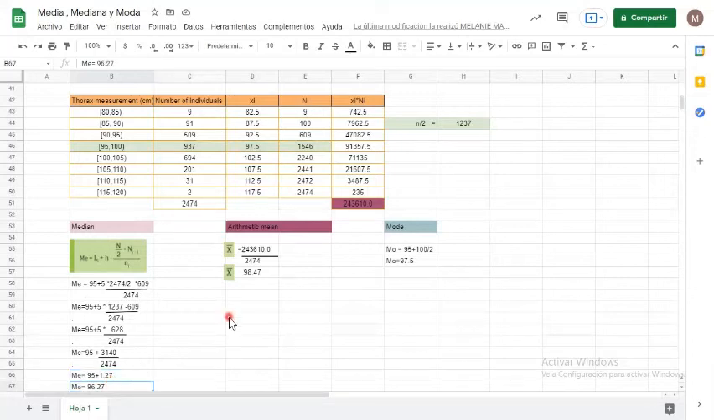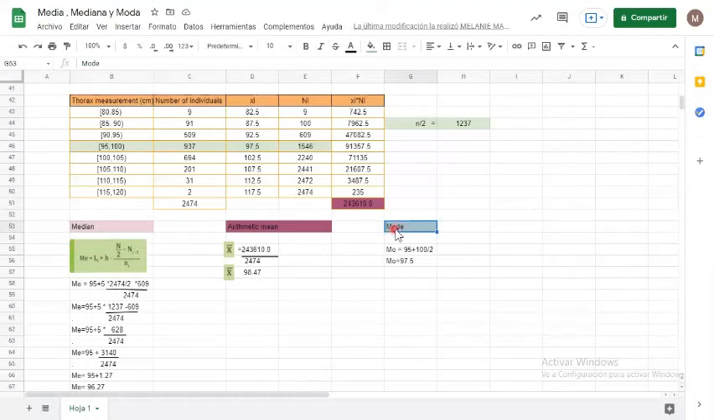Arithmetic mean. To obtain the arithmetic mean, we multiply the absolute frequency by the class mark, add the results, and divide by the total number of data, and we get 98.47.